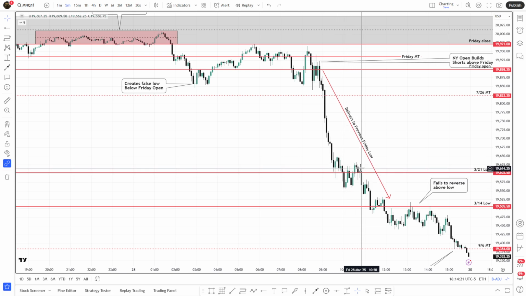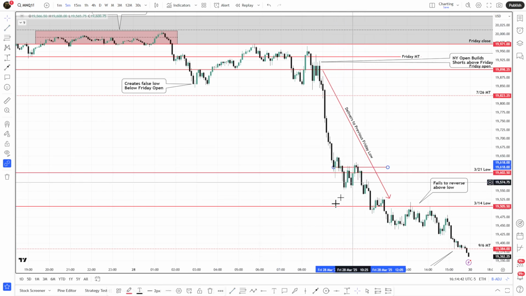So when we're looking at this, let's find points of interest above this low. Like if you miss this move, you could still get in for a decent amount of points. And if we just look at price structure, let's make this.